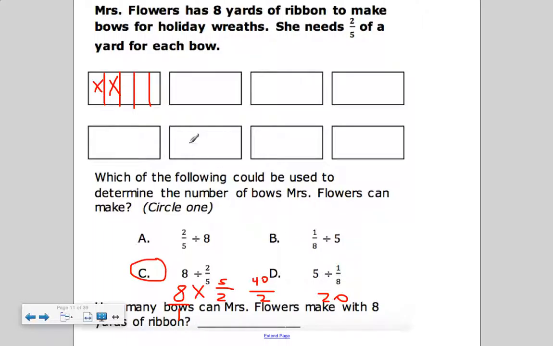So there are 20 groups of 2/5. If you add 2/5 over and over 20 times, you will get 8 wholes. So how many groups of 2/5 go into 8? 20.